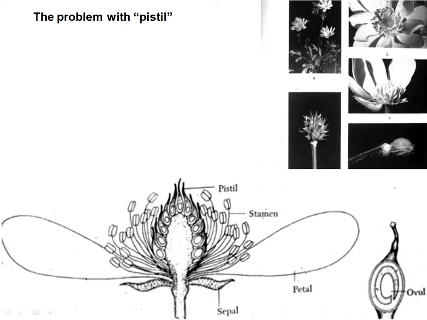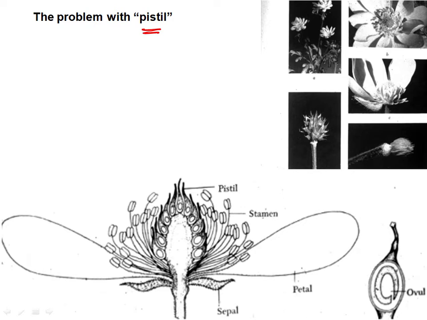So there's a term that occurs in almost all textbooks, and the term is pistil. In general, I don't like the term pistil. I don't think we have a lot of time to go into why I don't like it, but you need to know about it because you're going to encounter it if you ever open a botany textbook after this, or you ever try to key out a plant. They're going to say pistil, pistil, what's a pistil?